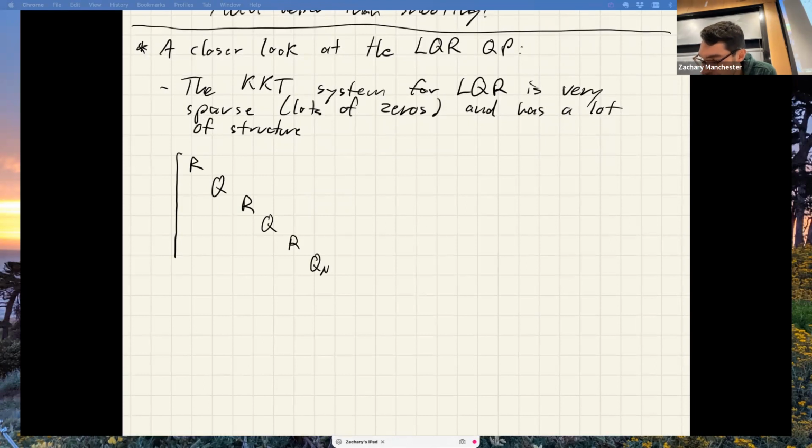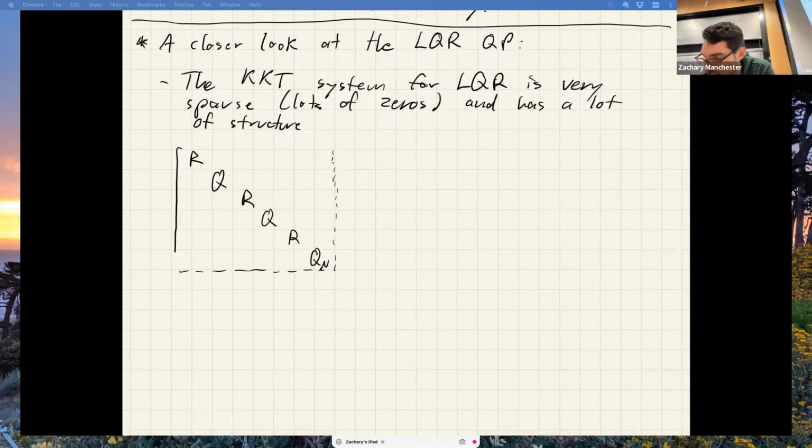QN. So we're going to think about this as the block. So that's the H block, and the C block underneath this looks like B minus I, A, B minus I, A, B minus I, and then I should try to keep this to the little squares better.